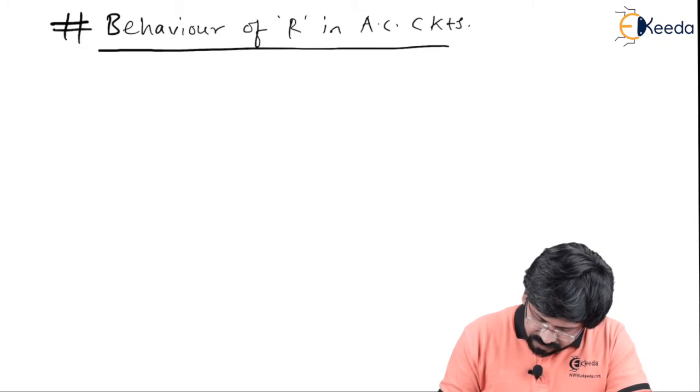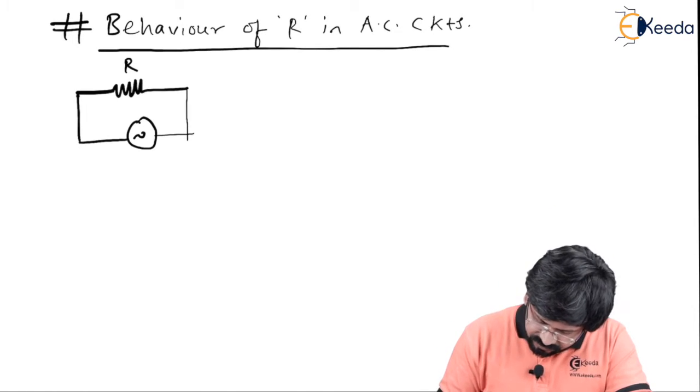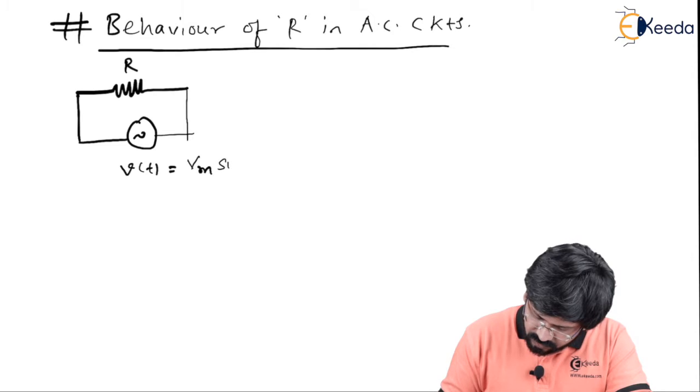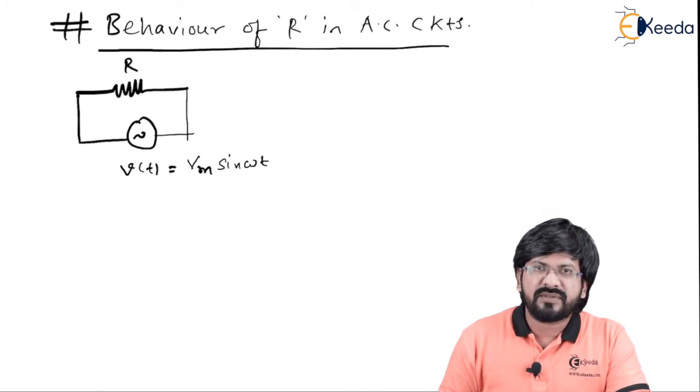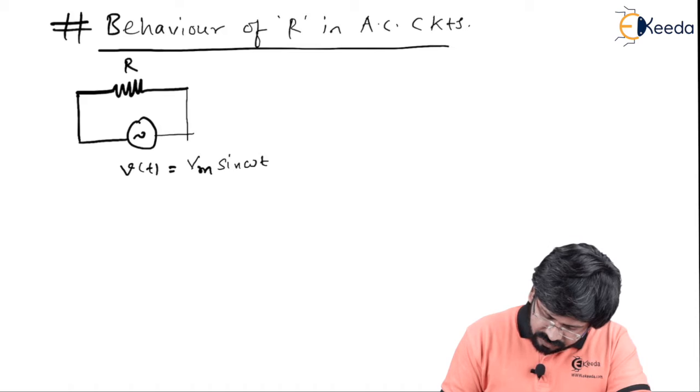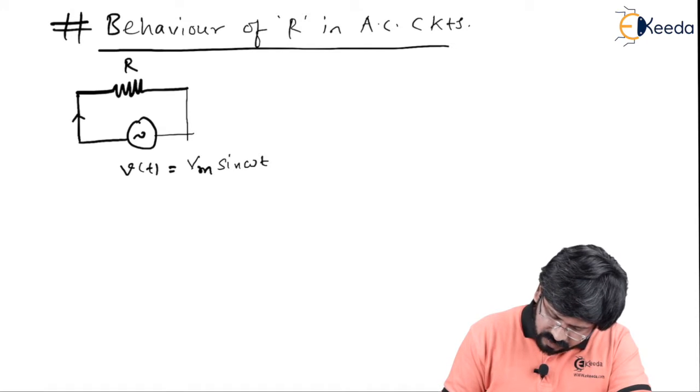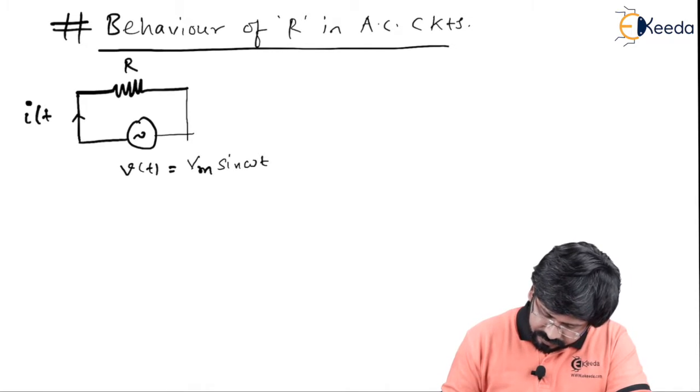Now we will see the behavior of resistor R when an AC voltage is applied, or the behavior of R in an AC supply. Let us assume resistor R and the supply voltage is V of t, which is sinusoidal, so Vm sine of omega t. Because of the sinusoidal voltage, a sinusoidal current will also flow through the circuit. Let us assume that current as I of t.